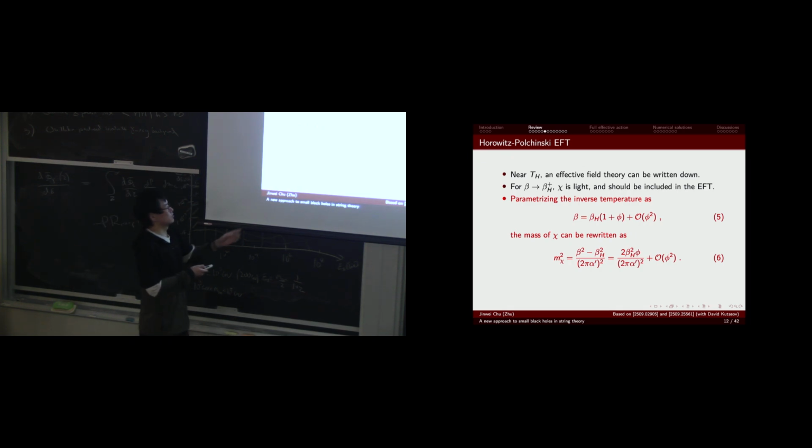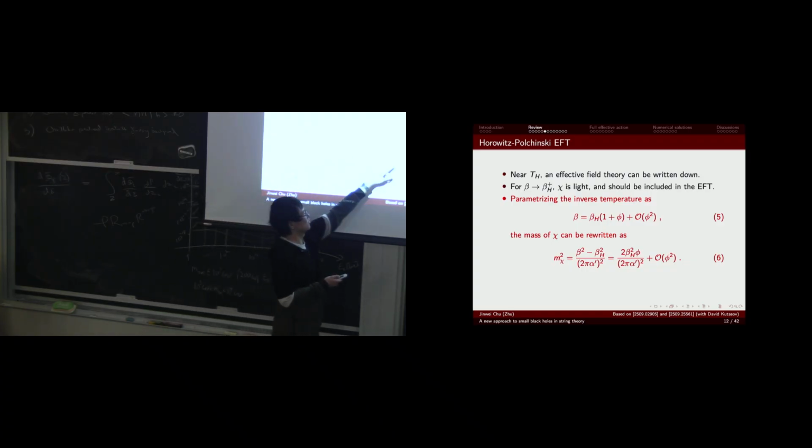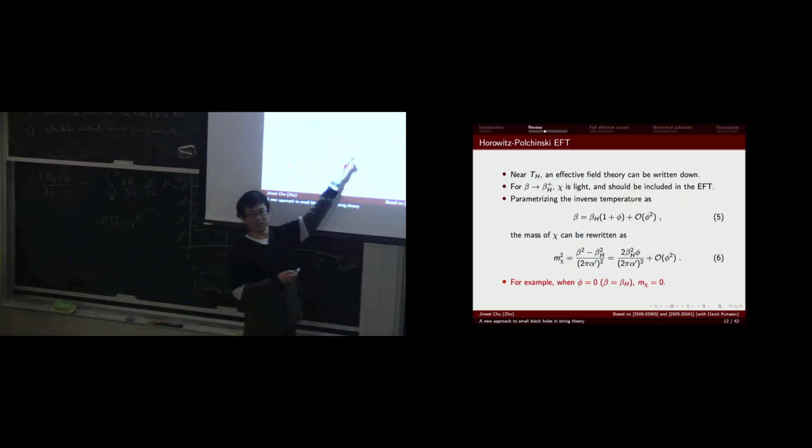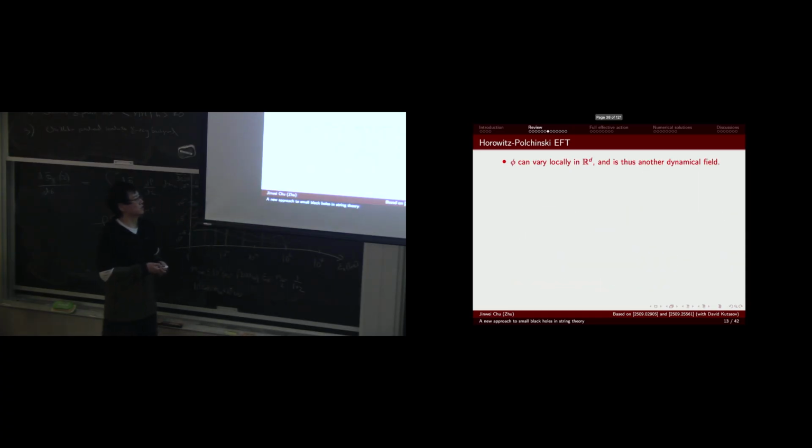So in terms of this phi, we can rewrite the mass of chi from the previous formula to this formula, where you can see that to leading order in phi, the mass squared is just linear in phi. It's just the simplest example: if phi is equal to 0, which means that it's at the Hagedorn temperature, the mass of chi would just vanish. But the point is that this phi can actually vary locally in R^D. So it's actually another dynamical field. It's basically just G_ττ, because beta is the circumference of the thermal circle, and it can vary locally.